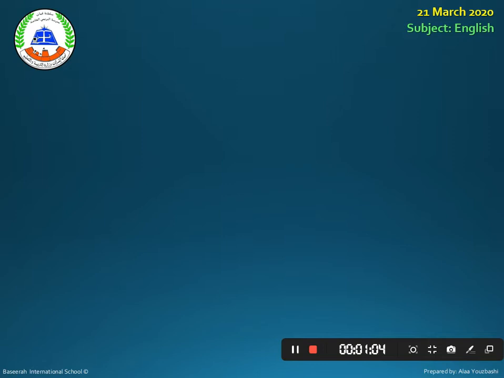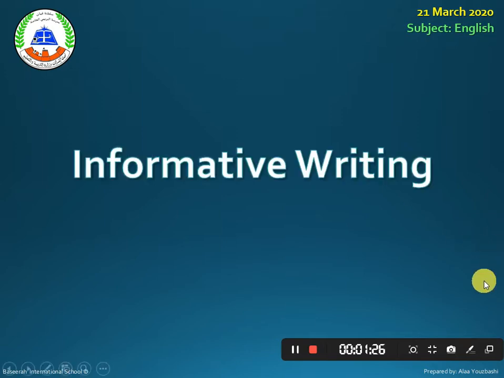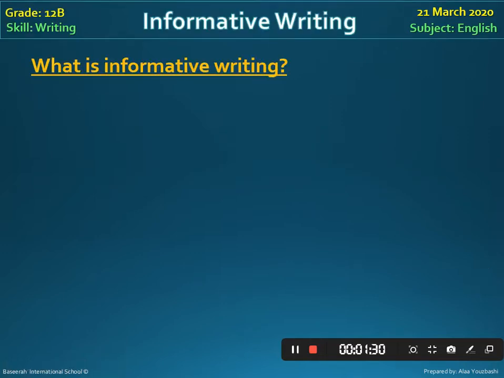If you remember, before we finished working on writing letters and emails. Although we will continue practicing those two types, which belong to the interactive type of writing, today we will be moving into the informative type of writing. So, what do we mean by informative type of writing? Let's see. Now, what is informative writing?